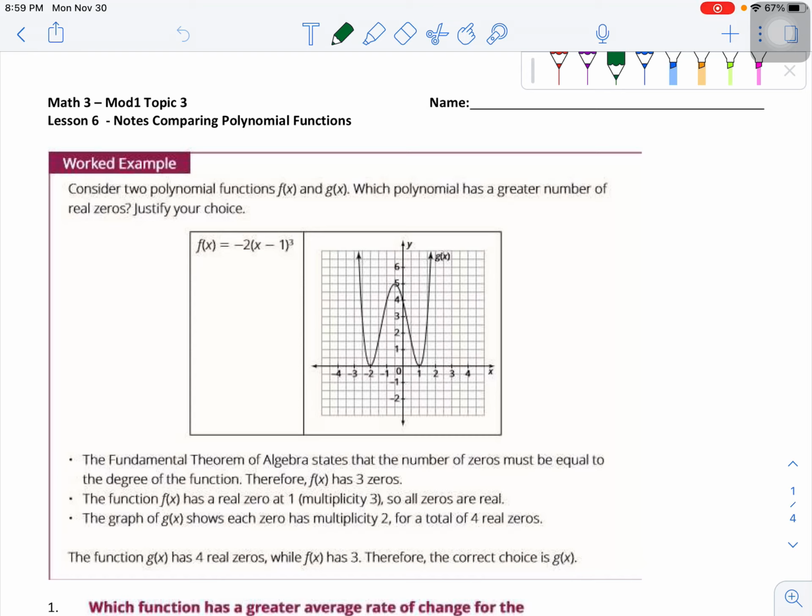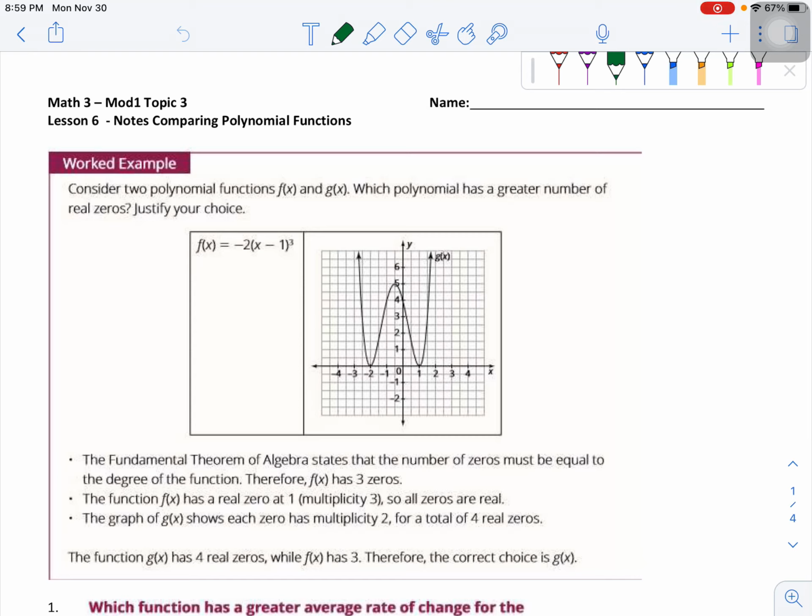So in lesson 6, we're going to compare polynomial functions. So I'm going to give you two functions. They may be equations, they can be graphs, they can be tables. There's a whole lot of different things it can be. And I'm going to give you something to compare them against. So we have an example here.